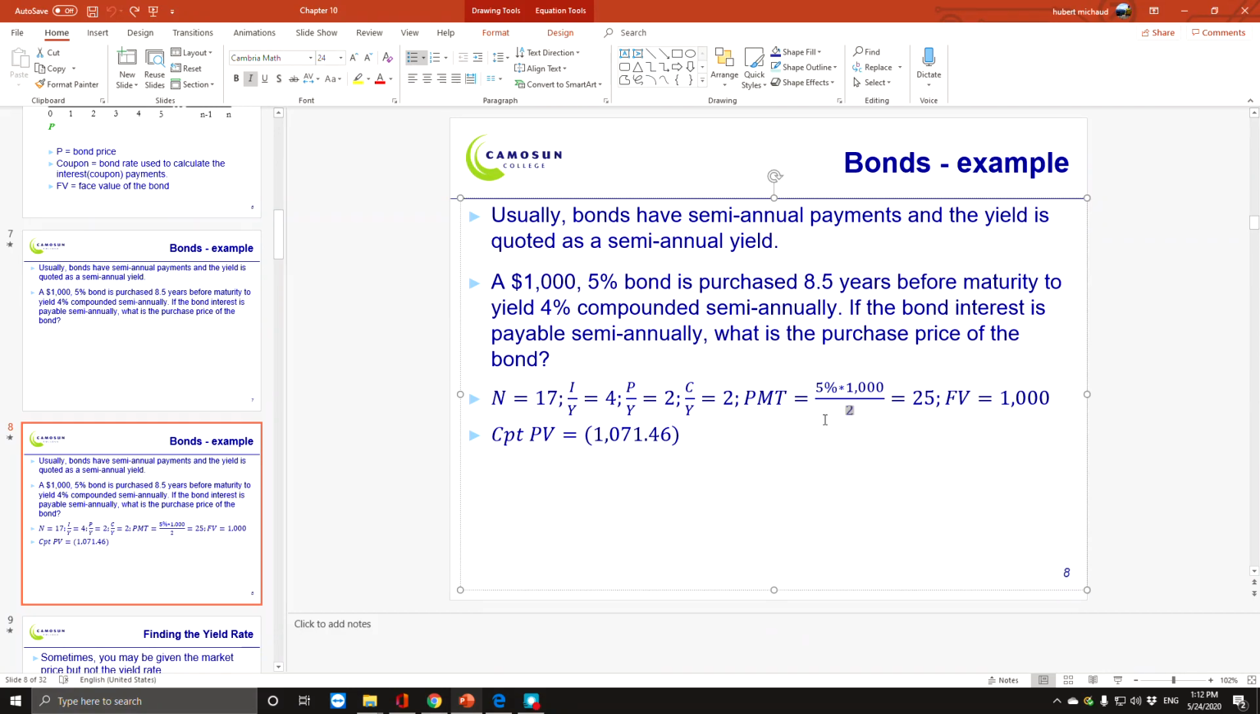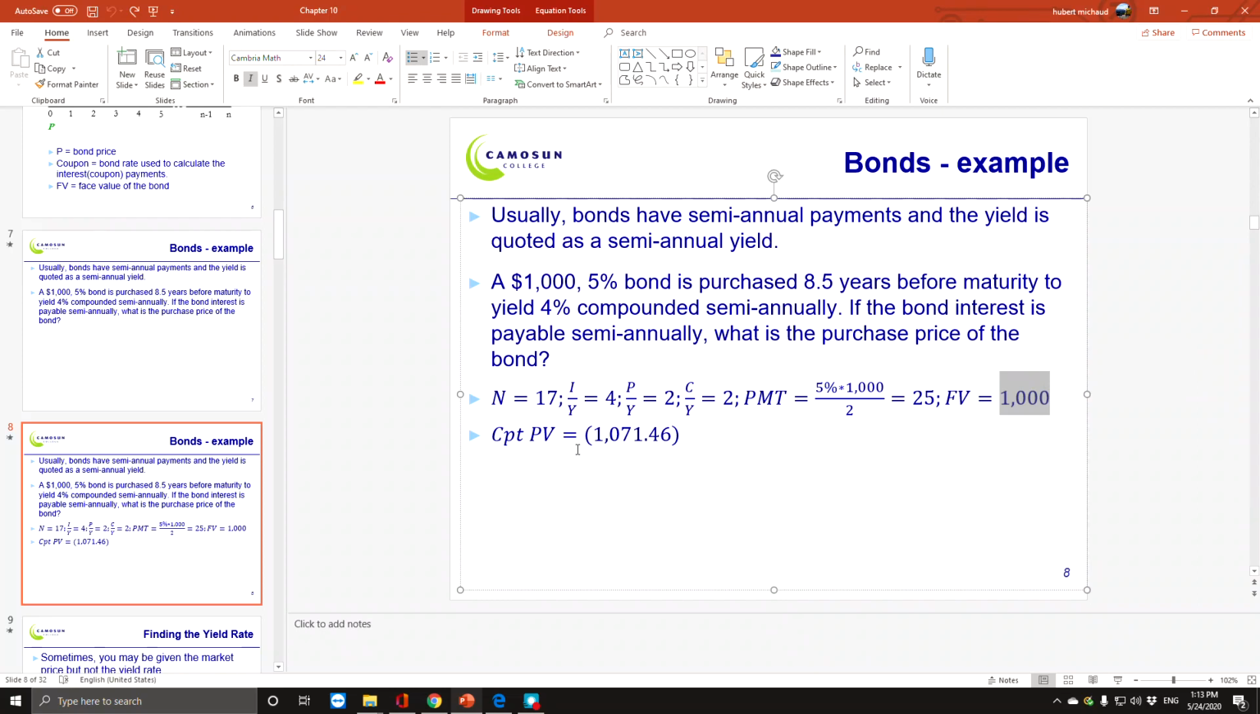Does that make sense for everyone? If the payments were quarterly, this would be a 4 here, not a 2. If the payments were yearly, this would be a 1, not a 2. But in this case, our payments are $25 per 6 months. Okay, and the face value is usually the redemption value. So this amount is what we're going to get as a future value, what we get at the end.